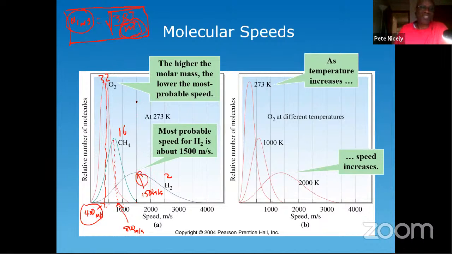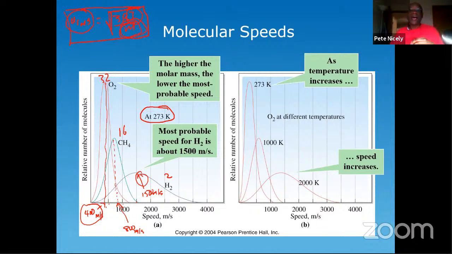So this plot here is actually verifying that the lighter the molecule, the greater the root mean squared speed, as long as the temperature is constant, which it is. The temperature is constant at 273 for each of these gases, all right? So that's how this graph basically shows the relationship between the root mean squared speed and the molar mass of the gas.